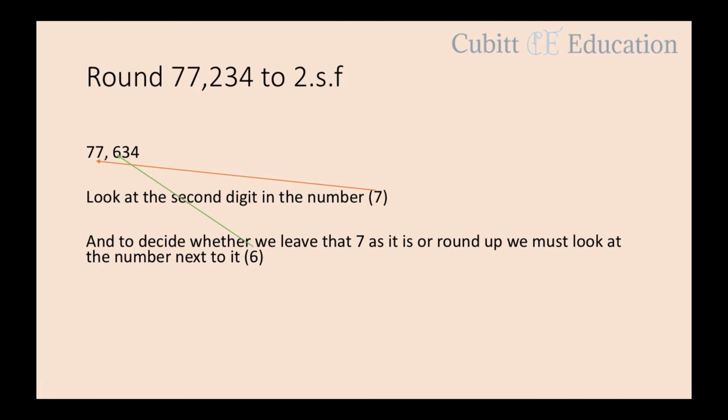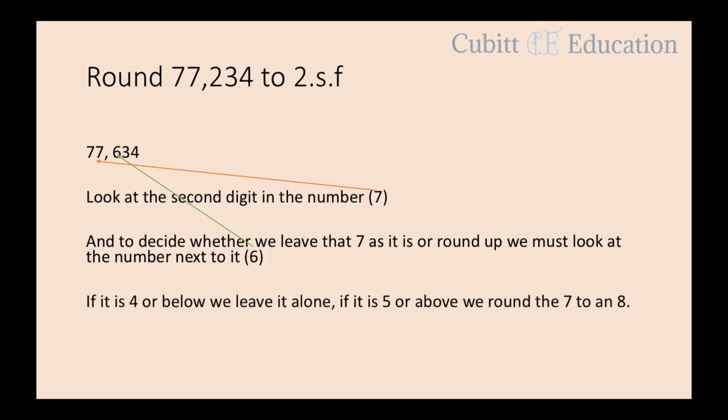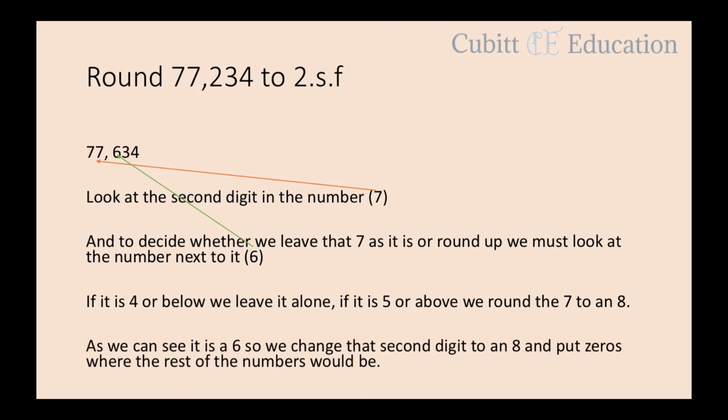And the 6 is above 5, so it's 5 or above. So remember, if that 6 was 4 or below, we leave the second digit as it is, but because it's 5 or above, we need to change that second digit to the next number up, which is an 8. So we would just have an answer of 78,000, and the rest would be zeros. You must write the 2SF afterwards because it shows that that's what you've done, or the 1SF if we're doing one significant figure.